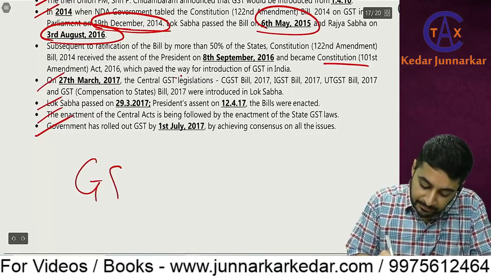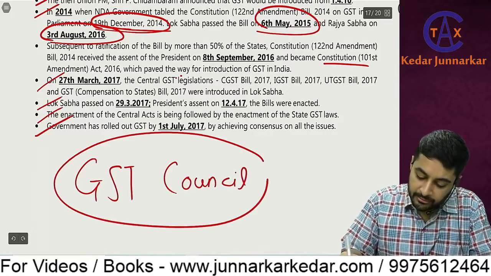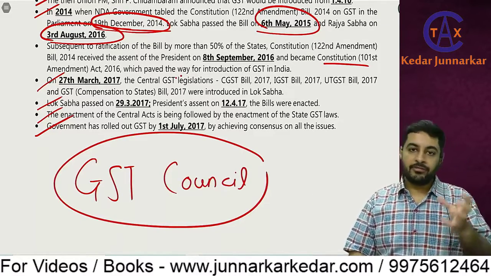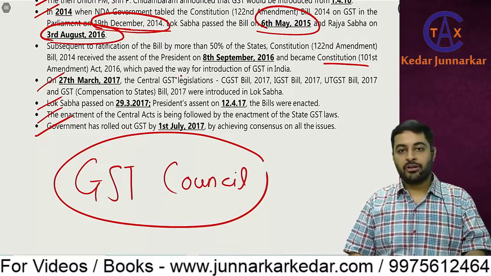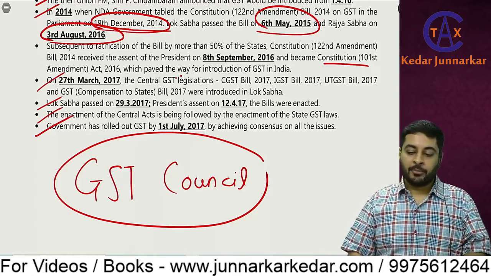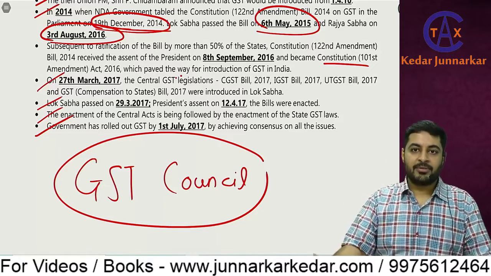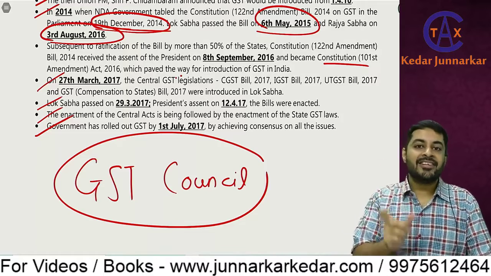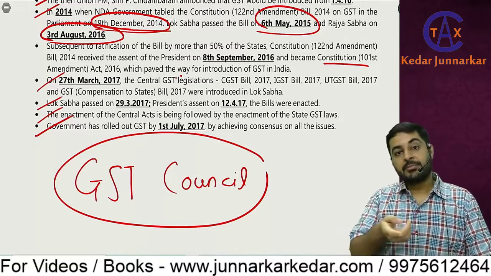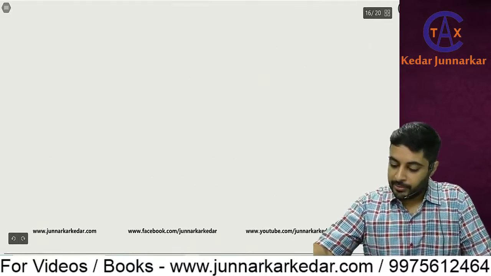For that, there is one place, or forum, called the GST Council, where there are members of the central government and the state government also. So GST Council meetings are held, and whatever decisions are there, that also we are going to study in this chapter only. What is GST Council? The decisions which are impacting GST are taken by the GST Council, which has representatives of state government and central government. Let's go back now.